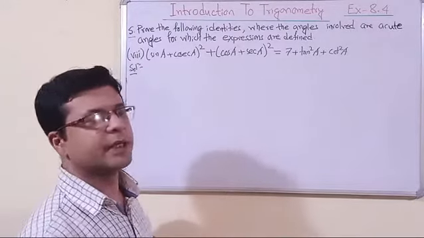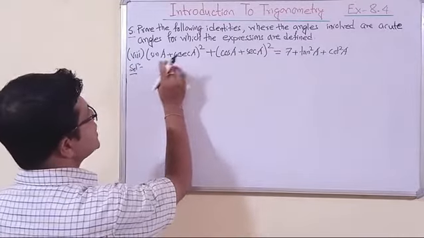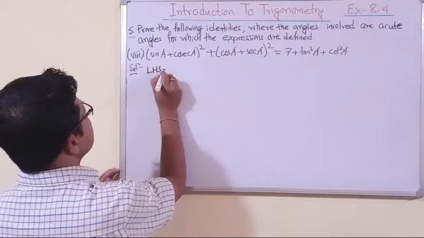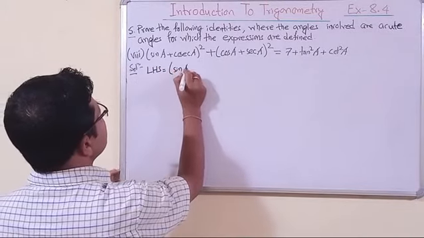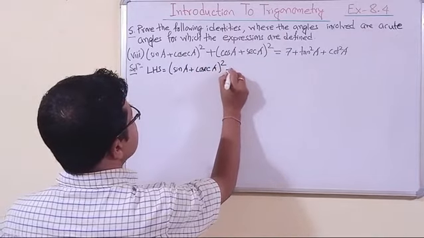Now here we have taken number 8 from question number 5. So let us write the left hand side to prove this equal to this. Left hand side, this is (sin A + cosec A) whole square.